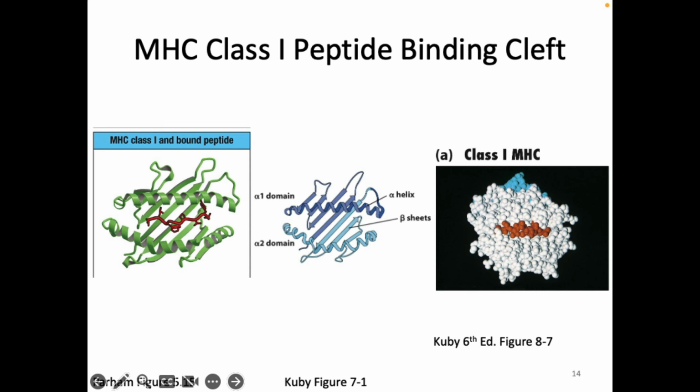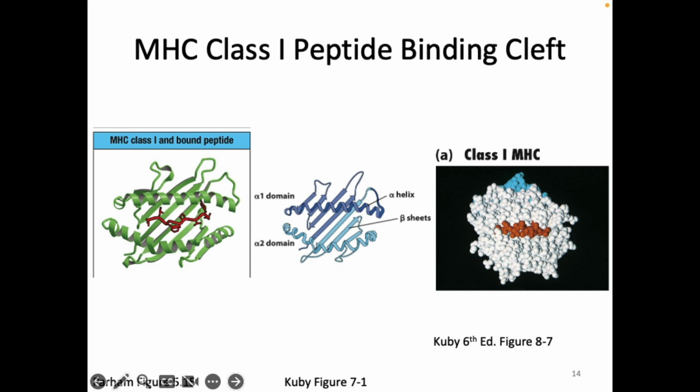So there's my cleft. You can see that it has a defined length. I'm only going to be able to fit so big of a peptide in there. Part of the pocket has these negative charges to interact with the positive here. Part of the pocket has positive charges to interact with the negatives here. So that's one key feature about the MHC class 1 peptide binding cleft.